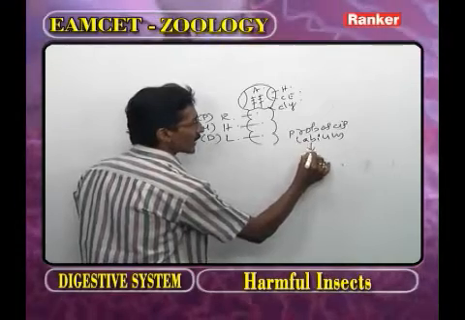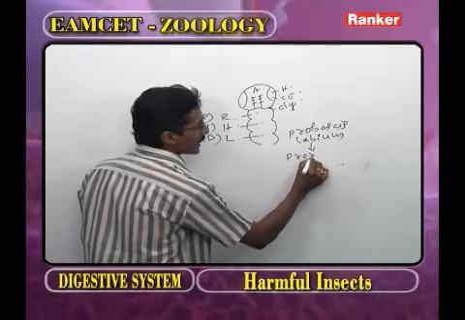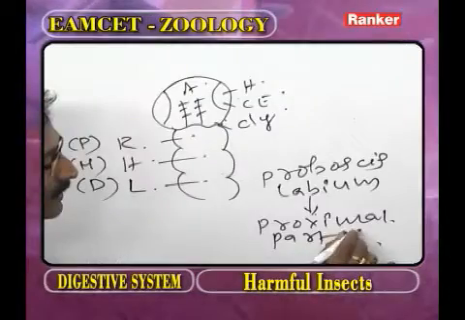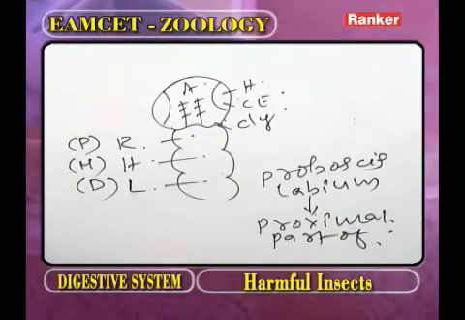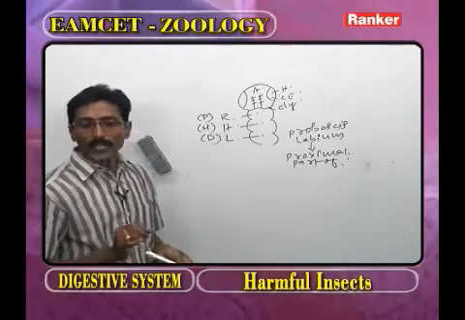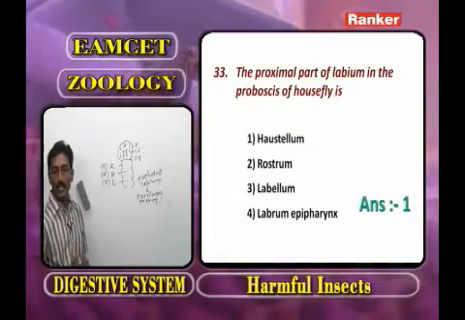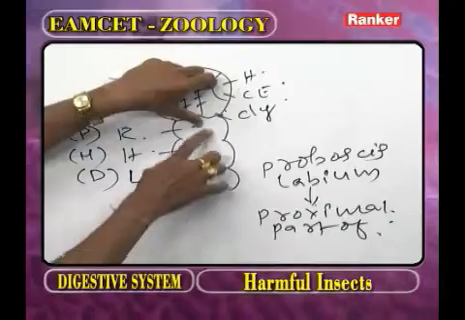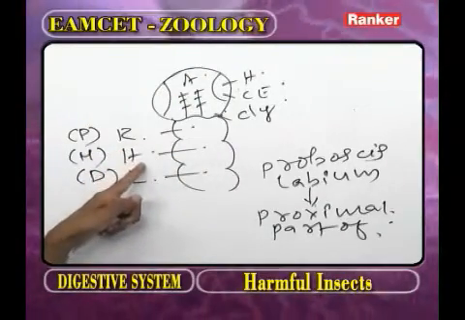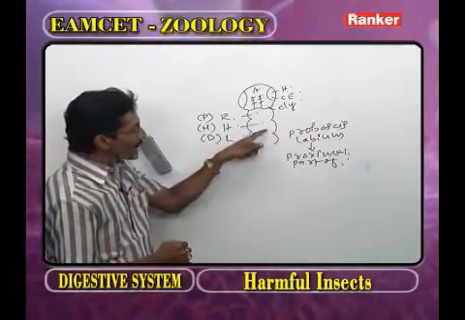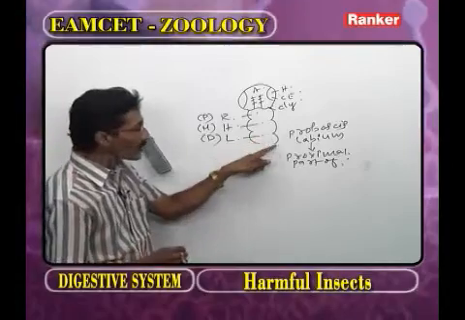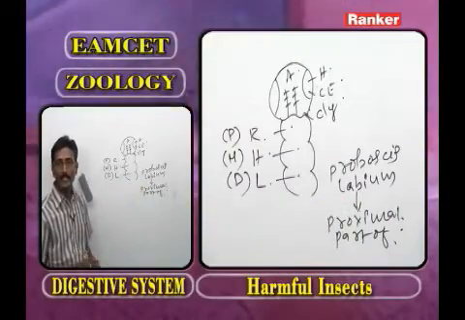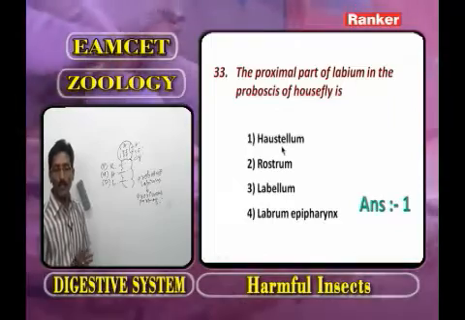As we observe the labium, what is the proximal part of labium? Again repeating the question: what is the proximal part of labium in the proboscis of housefly? This is proboscis. In the proboscis, the middle part is haustellum. The haustellum is also said to be the proximal part of labium. So here the answer is haustellum. Now we move to the next question.